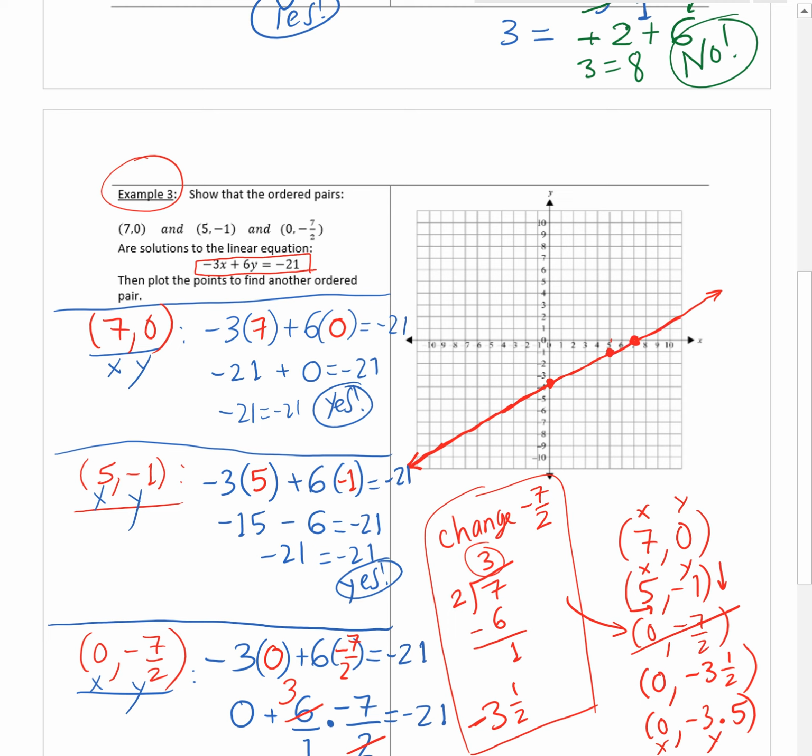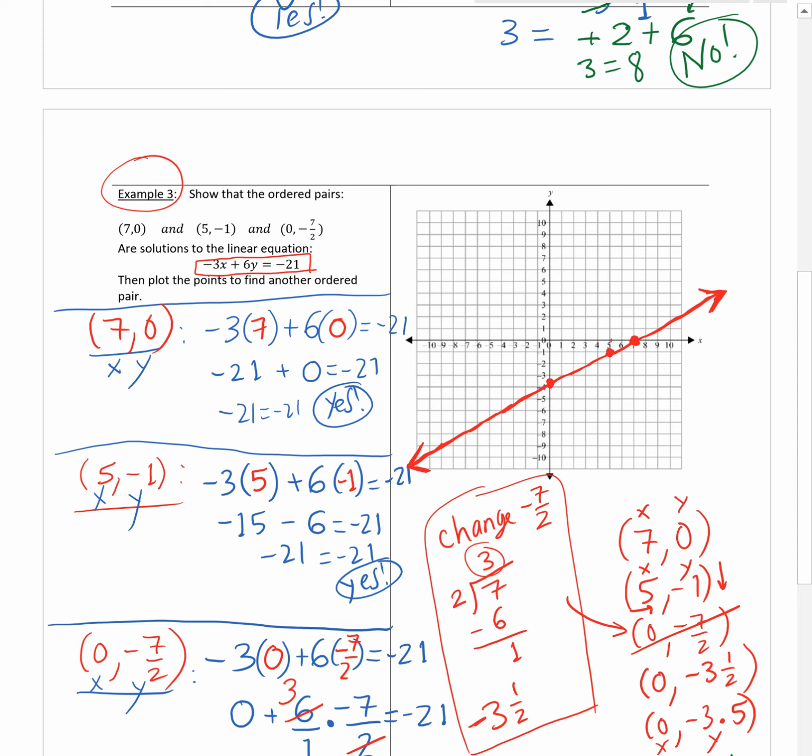It's pretty good. And then just by convention, you want to show people that this line goes on forever. So you put arrows at either end to indicate that this line goes on forever, upward and downward, or left and right. Alright, so we graphed it, and now they want us to plot those points and use them to find another ordered pair.